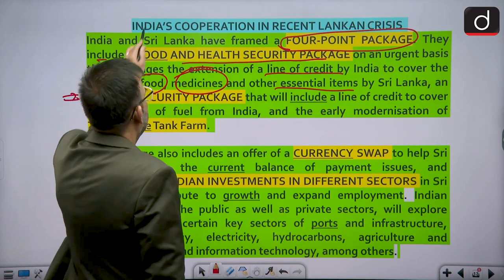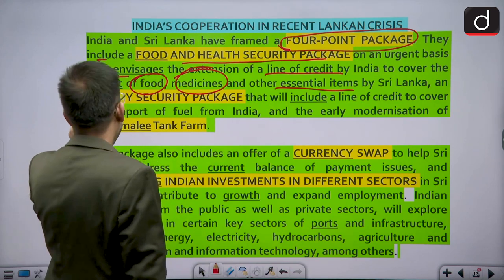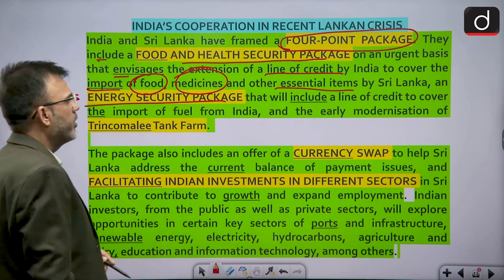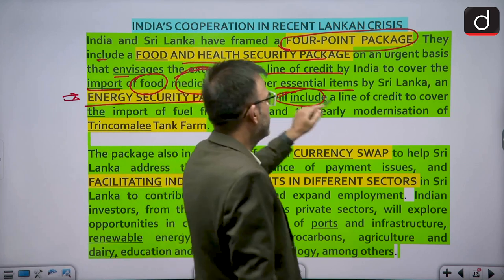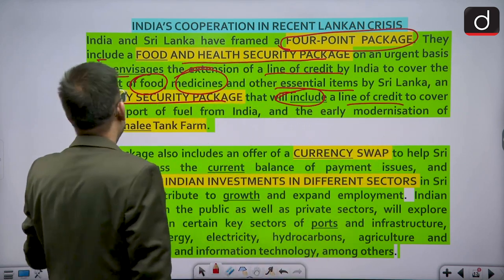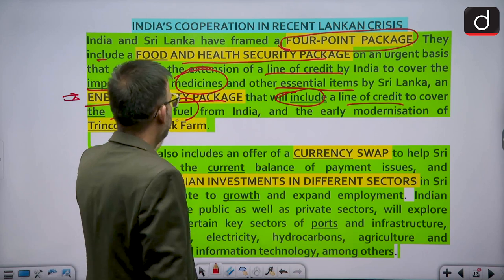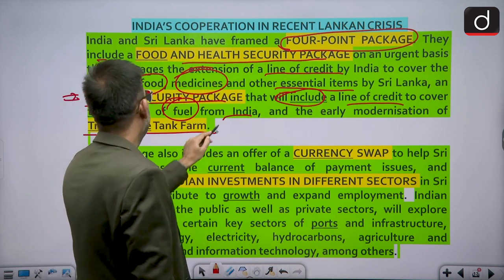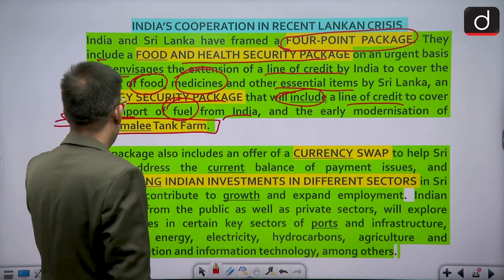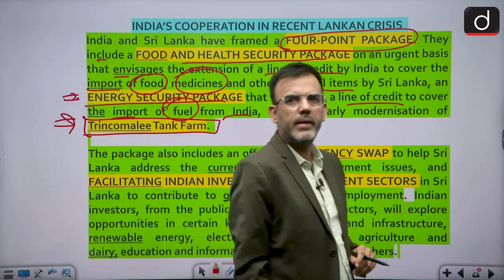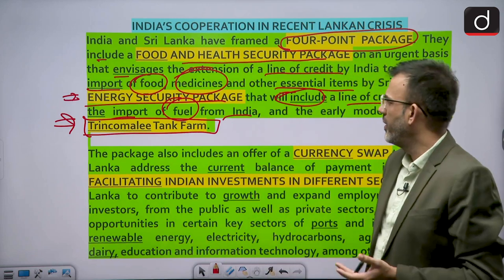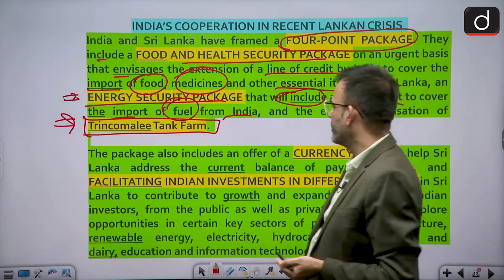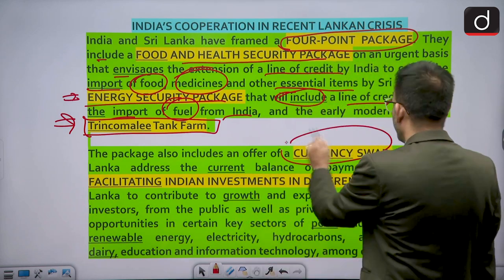The second dimension of this 4-point package was the energy security package. In this package, it also included a line of credit, so that Sri Lanka will be able to import fuel items from India and also from elsewhere. And also in this, India expedited the help for the Trincomalee tank farm, because that will also enhance the energy security capability of Sri Lanka.